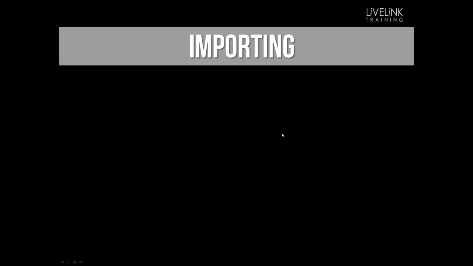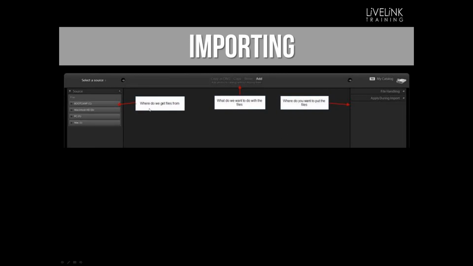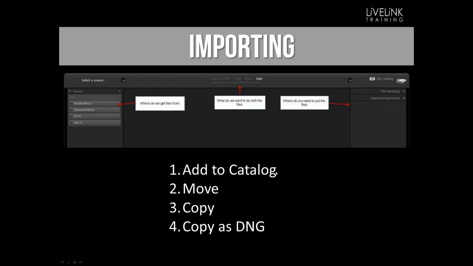Okay, so we're just going to do a little bit about getting it in or importing, just to give you an example. Now, importing, we get the import dialog, and this import dialog has actually 3 sides, just like Lightroom. We've got a left hand, which is the source, and this is where all the things that are connected to your computer will appear. Along the top here, we've got 4 things that you can actually do, and one of them is add to the catalogue, one of them is move, one of them is copy, and one of them is copy as DNG. And then here we've got, well, what do you want to add to the file and where do you want to put it?